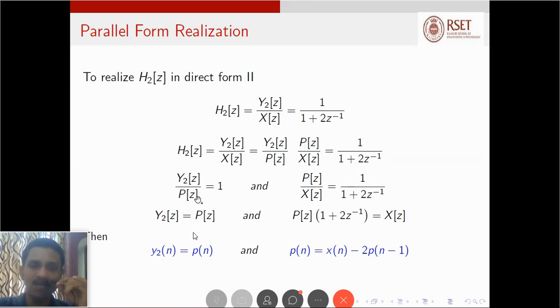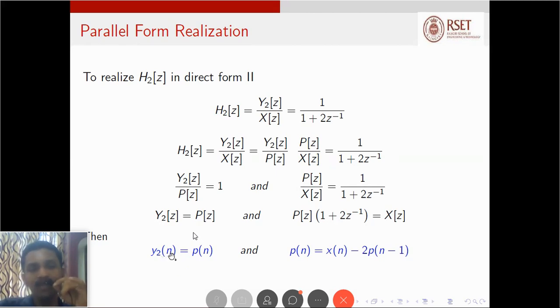You will get Y2 of Z by P of Z is equal to 1, and P of Z by X of Z is equal to the remaining term, 1 divided by 1 plus 2 Z inverse. Y2 of Z is equal to P of Z, and P of Z into 1 plus 2 Z inverse is equal to X of Z. Then take the inverse Z transform on both sides.